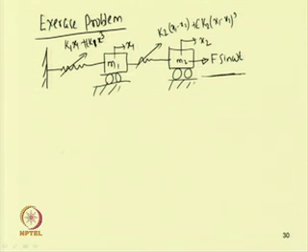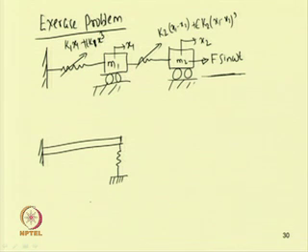Next, one can take a physical cantilever beam with springs attached here. So, let the spring be a nonlinear spring. So, here it is equal to k1 x plus k2 x square.